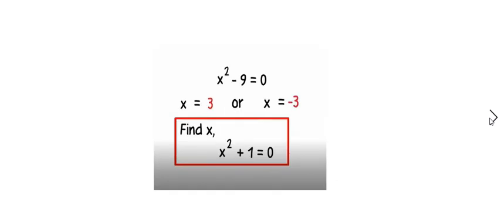We studied quadratic equations in middle school. And we know if x² - 9 = 0, x = 3 or -3. Now try to find the solution of x² + 1 = 0. Do you think there is no solution to this one? If you didn't get the answer, it is not a problem.